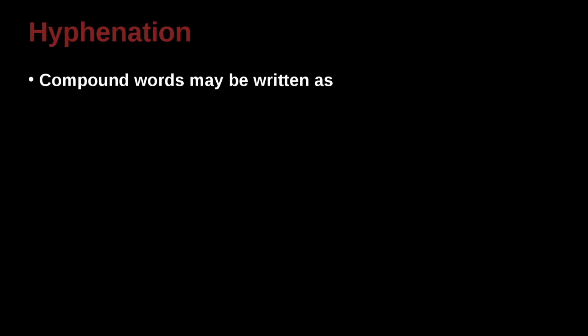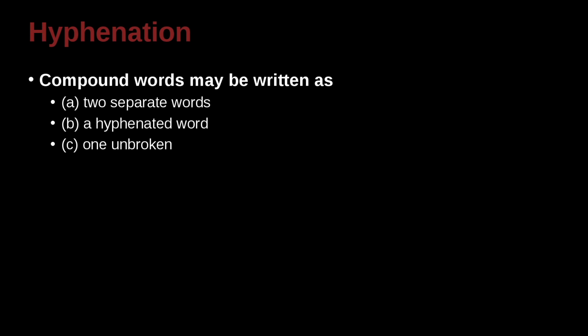Let's talk about hyphenation for a second. Now we're going to talk about the mechanics of the dash and the hyphen in a moment, but let's just begin with how compound words can be written. If you have two words being brought together as one word, how can you do it? Well, you could write them as two words. You could write them as one word with a hyphen. And you could write them as one unbroken word with no hyphen.